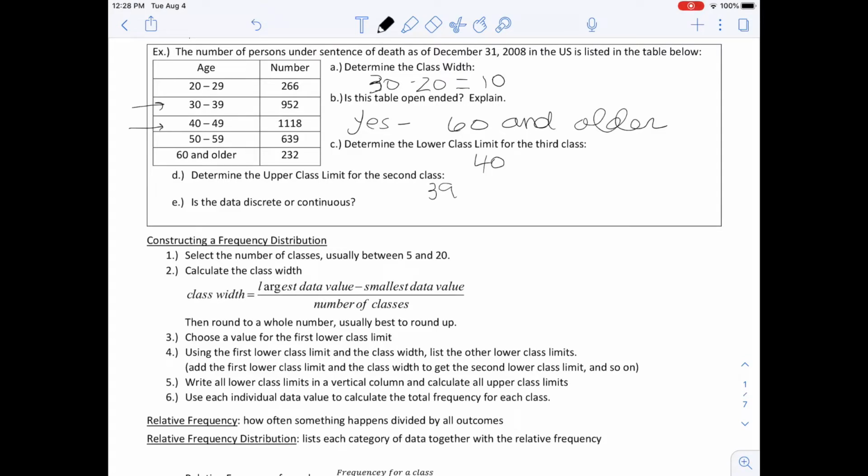Is the data discrete or continuous? The data that we're dealing with here is ages. It's not the frequency, not the number that we're counting. This is a frequency distribution, but the data we're talking about is the ages, how old the people are that are under sentence of death as of December 31st, 2008. And that is continuous. Again, ages are continuous. Remember, we talked about how you're not exactly 21. You're 21 with so many months, so many days, so many hours, so many seconds, and so on.